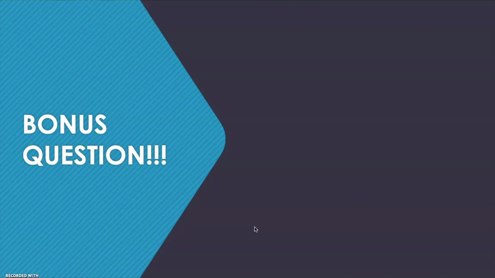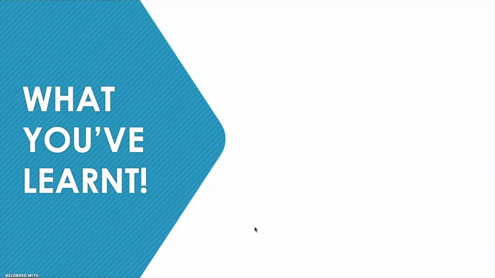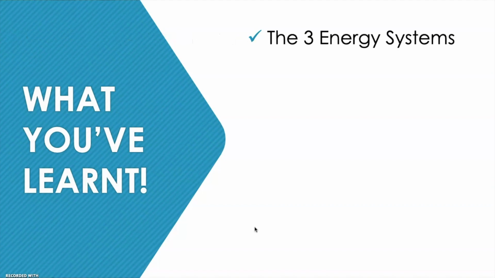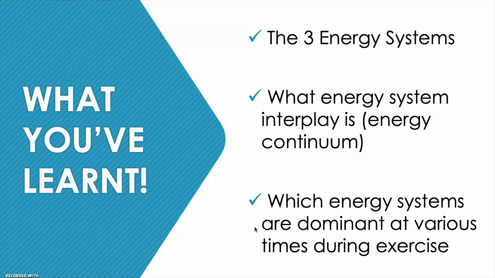Here's a fun bonus question for you. If you got up right now and started running for 1 minute, which energy systems would be contributing ATP? Have a think about this one. All three. So what you've learned in this video: 3 energy systems, what energy system interplay is, also known as energy continuum, and which energy systems are dominant at various times and intensities during exercise.